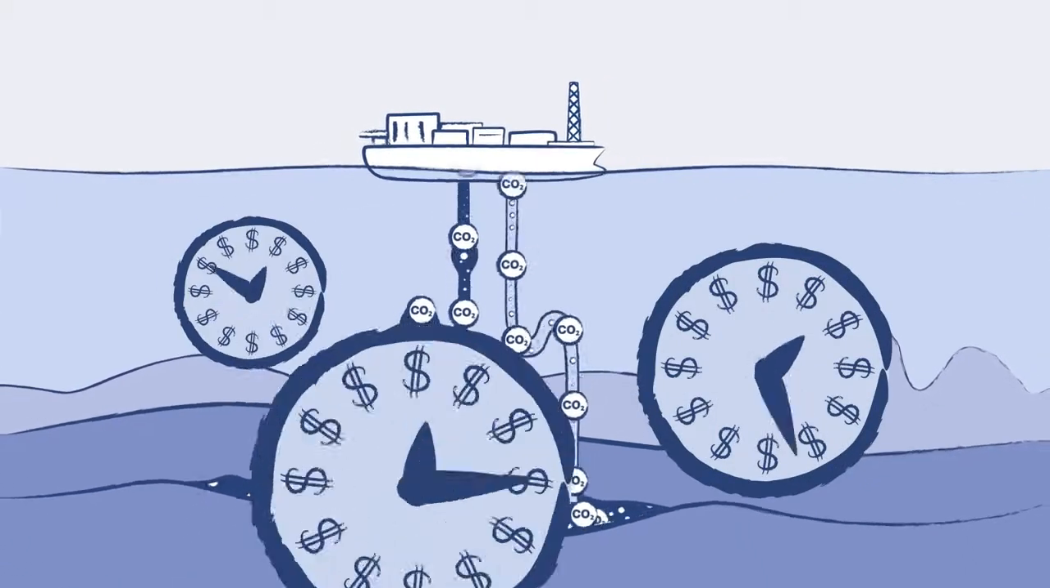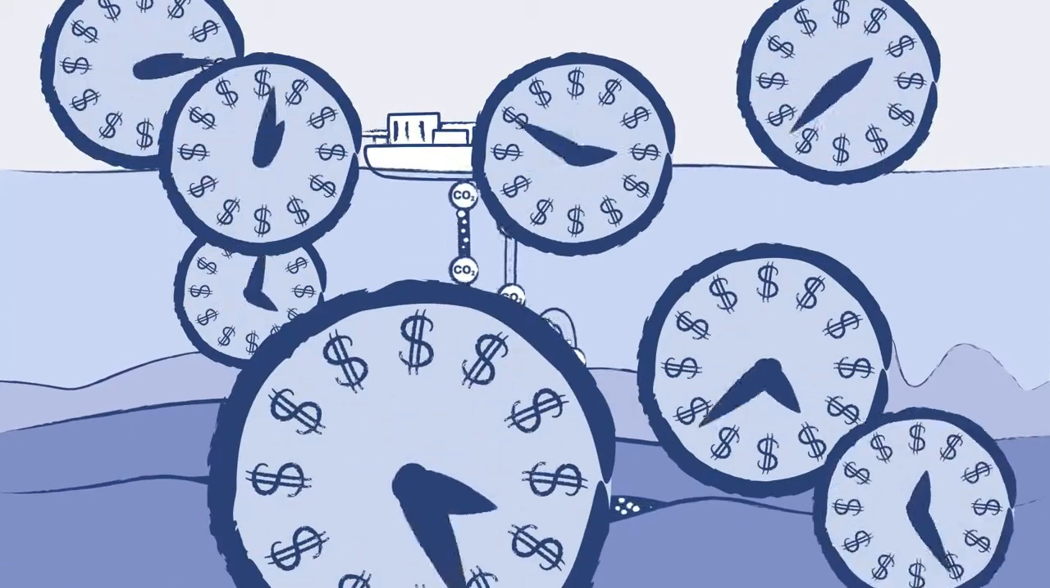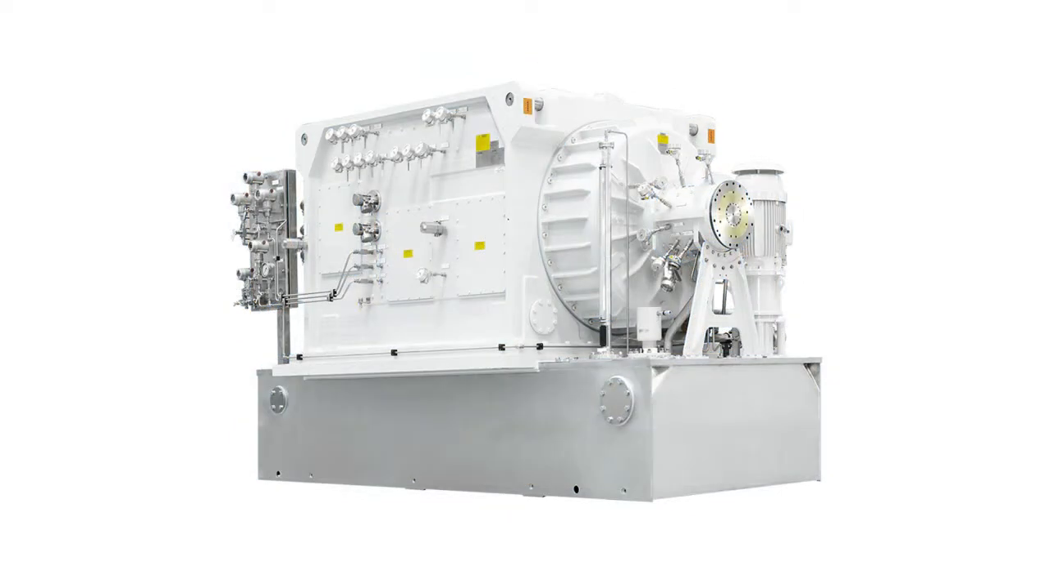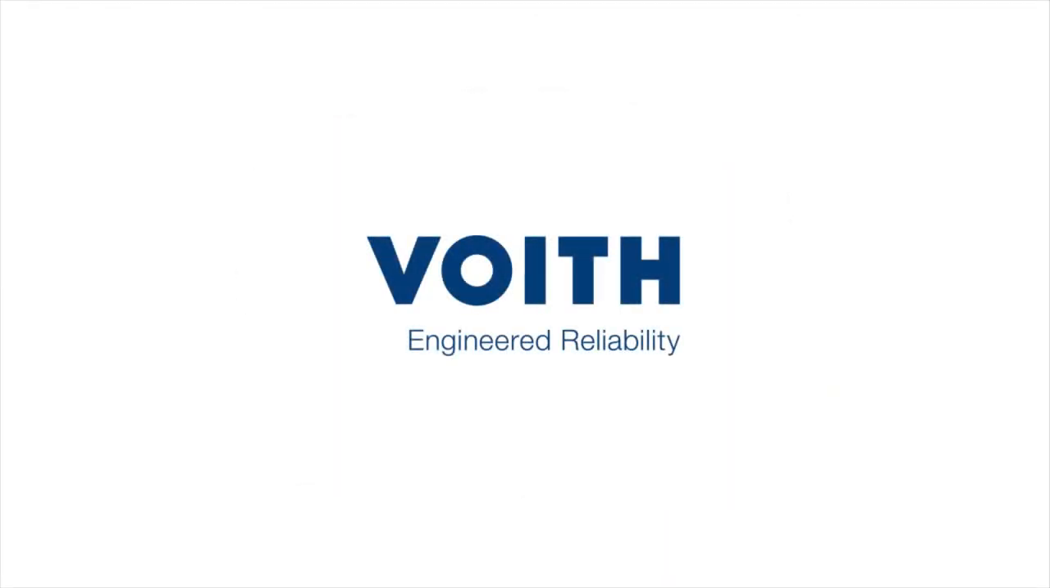Just imagine the hundreds of extra hours you gain on process availability. Maybe one day. Maybe today. Vorecon, the variable speed gear with unparalleled simplicity and reliability. Voith, engineered reliability.